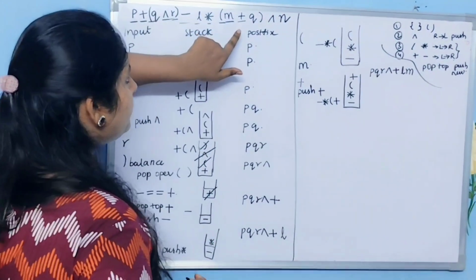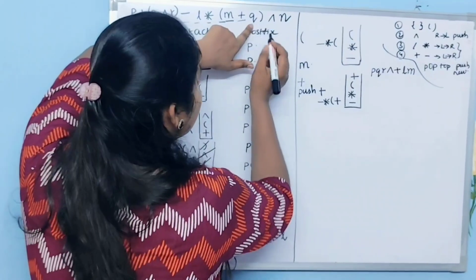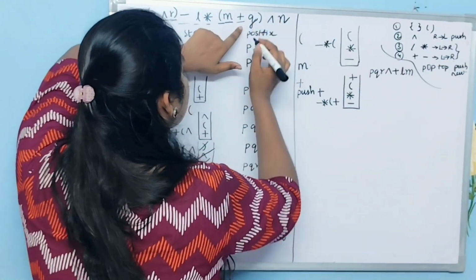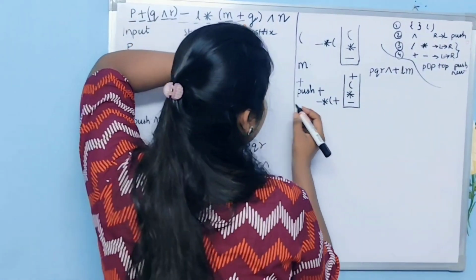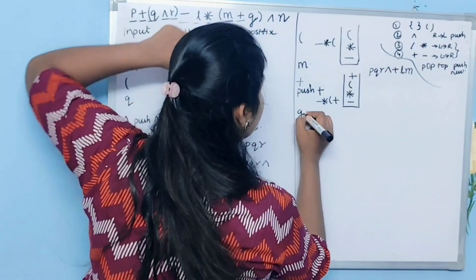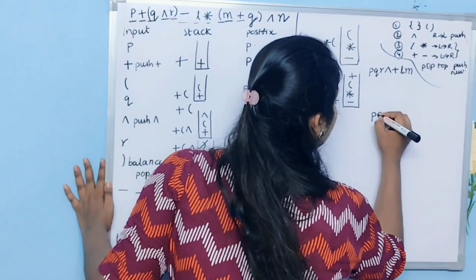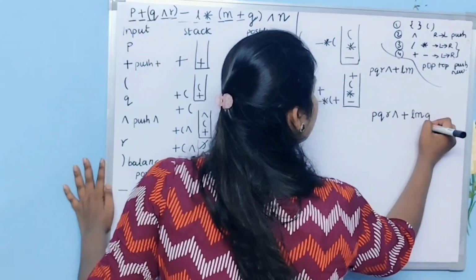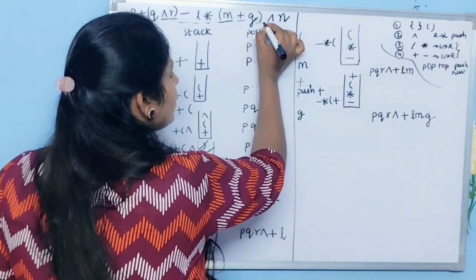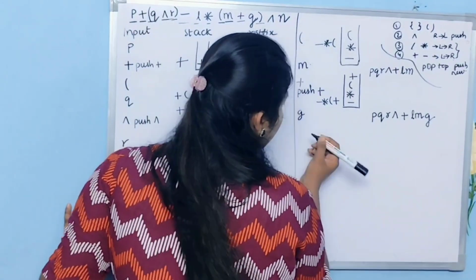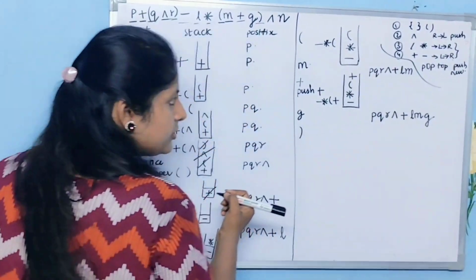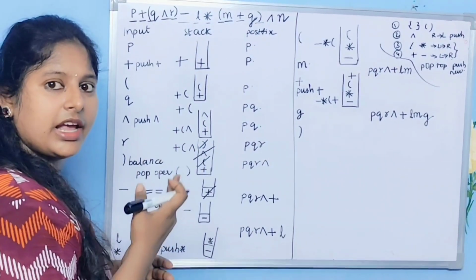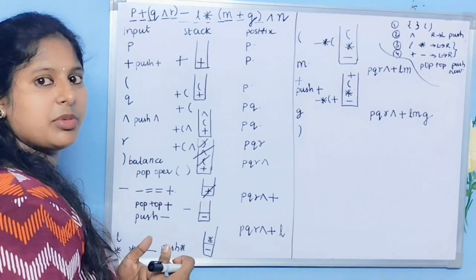Now after plus, Q is there. Let it be G. Okay. Now G is there. G will directly be added, so Q, R, cap, plus, L, M, G. After G, a closing brace. Okay. What should I do if I get a closing brace? I should balance the parenthesis and pop all the elements between the left parenthesis and right parenthesis.